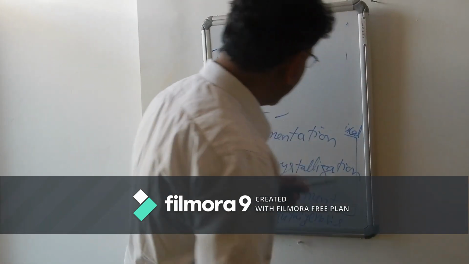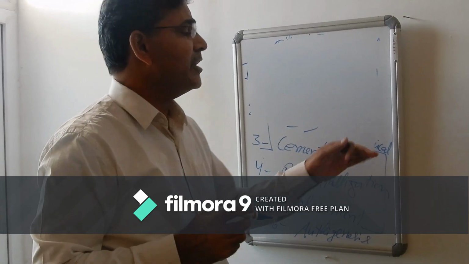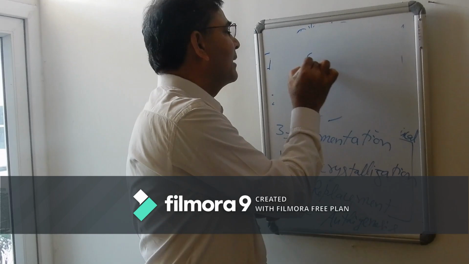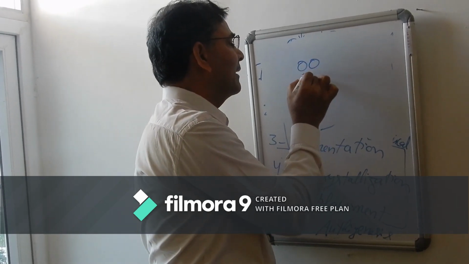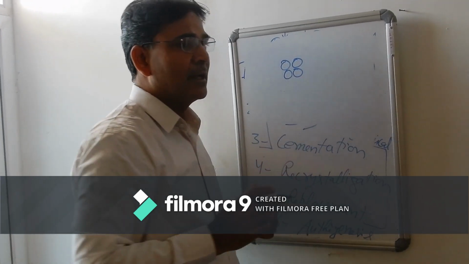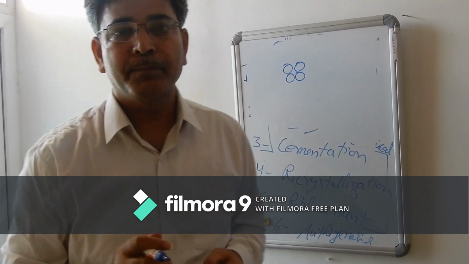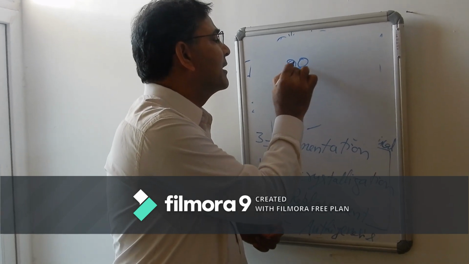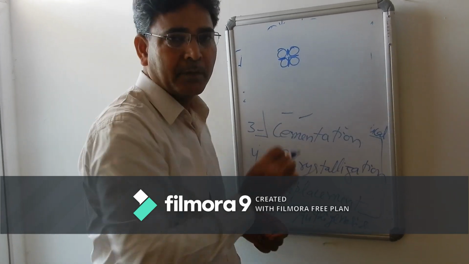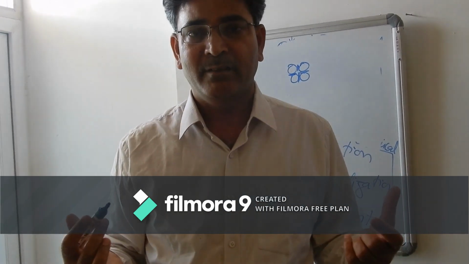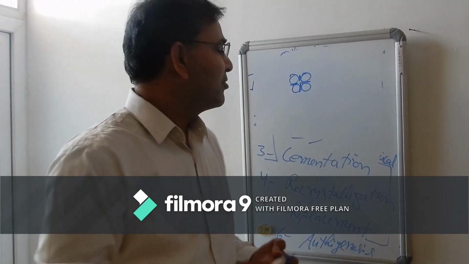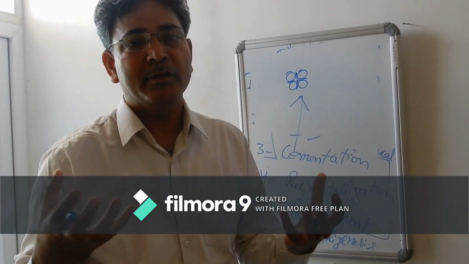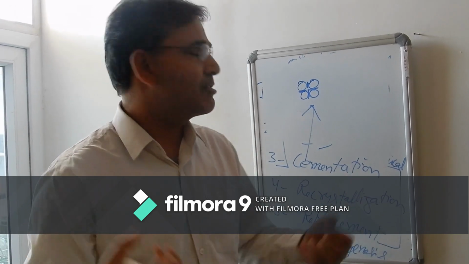Now the third is cementation. It's a very important chemical process of lithification. And what is cementation? If this is one grain, this is another grain, this is a third grain, and this is a fourth grain, we need some binding material. So cement is nothing but the binding material which binds the grains together. Cement is the welding action. Cement is the glue action. Cement is the material which holds, binds and welds the grains together.